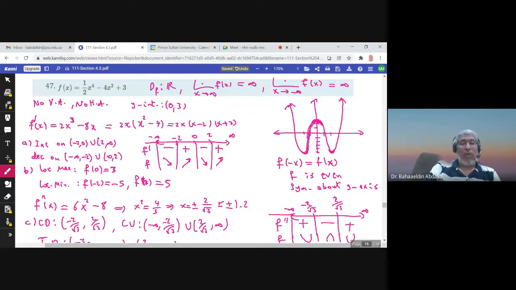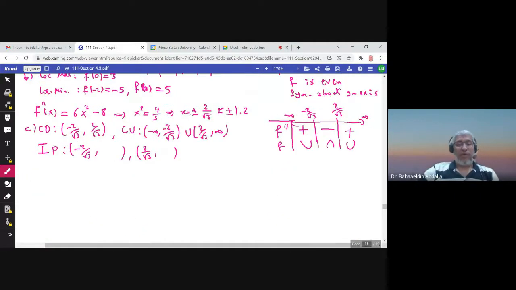So 0.5 times 2 over square root of 3 to the power 4, minus 4 times 2 over square root of 3 to the power 2, and plus 3. The answer is negative 13 over 9, and negative 13 over 9 is approximately negative 1.4.